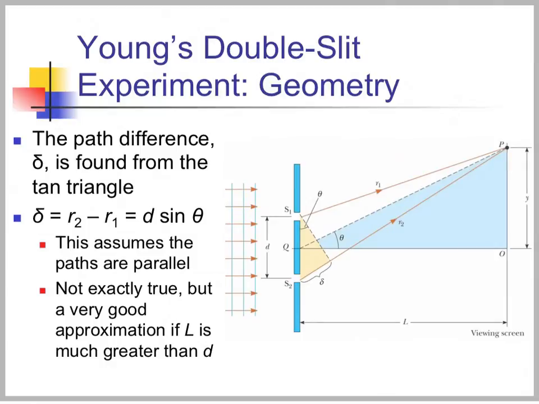Now if I look at the geometry of Young's double slit experiment, the path difference, or delta, is found from this triangle. Delta here, which is the difference in paths, R2 minus R1, is just d, where d is the distance between the two slits, times the sine of the angle theta that I'm going up here. This assumes the paths are parallel. It's not exactly true, but it's a very good approximation if L is much greater than d.